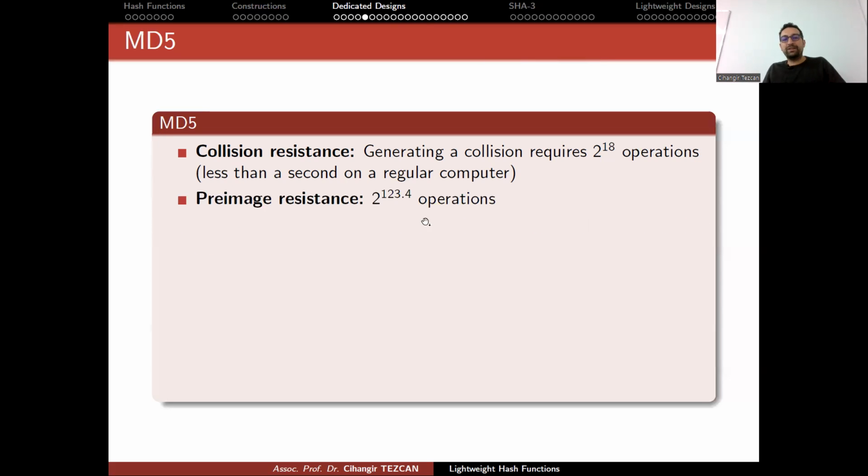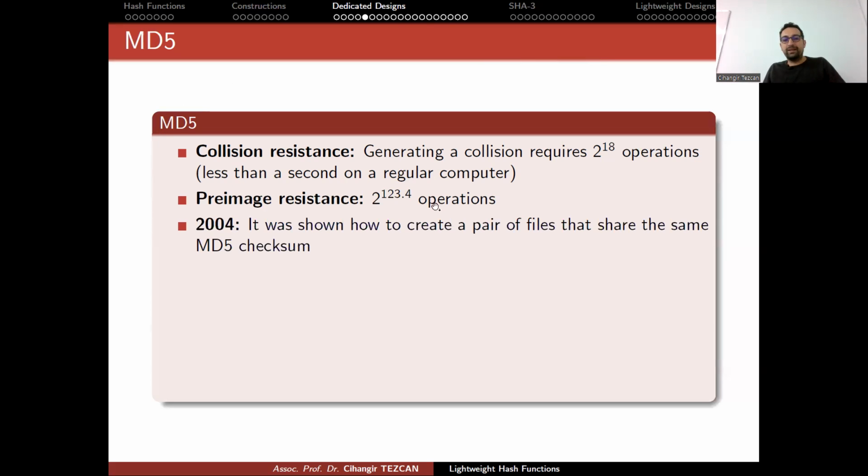Okay. So preimage resistance also is not as good as the exhaustive search attack. So let me give some historical information. In 2004, it was shown how to create a pair of files that share the same MD5 checksum.